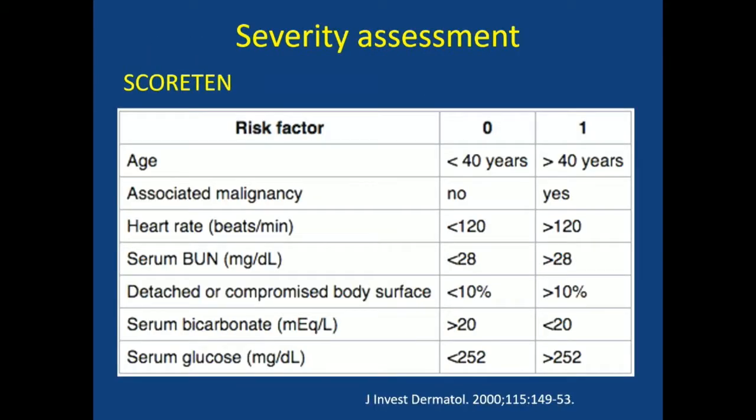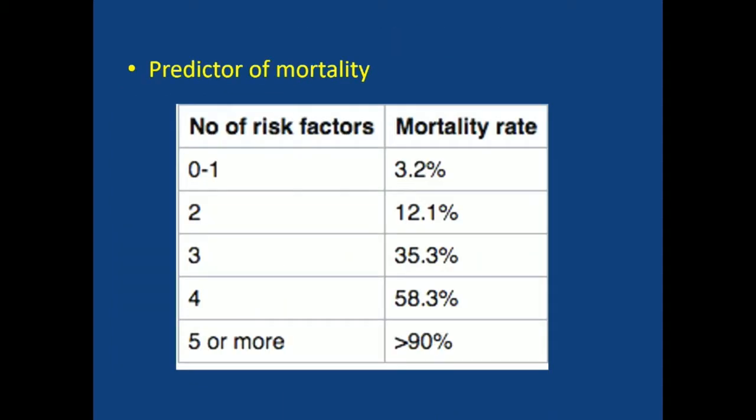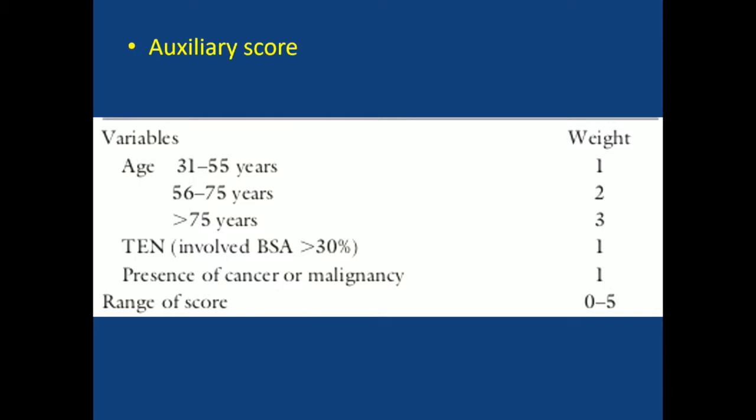As I told before, among these 7 risk factors in SCORTEN, the 3 important ones are age, associated malignancy and blood urea nitrogen. So there is a modified scale which you can use. As an ophthalmologist, if you come across acute SJS, then it is much more handy because the investigations might not be available. So age again is an important prognostic factor, as you can see. The higher the age, the higher the weightage, then the extent of involvement and the presence of underlying malignancy.